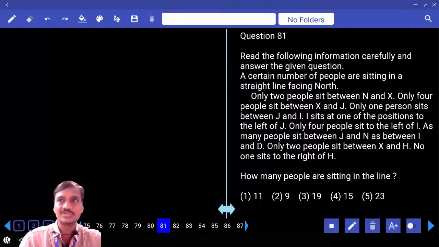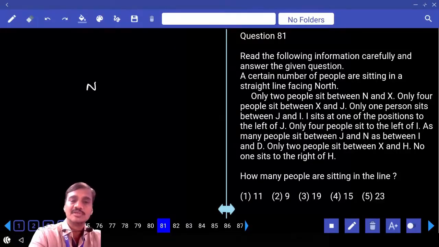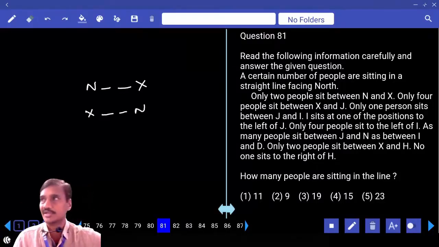Then only 4 questions were given under this one. Then 81 to 84. And only 2 people between N and X. Tell me, how many are there between N and X? 2 people. N is here, X is here, or X is here, N is here. And 2 people between N and X.